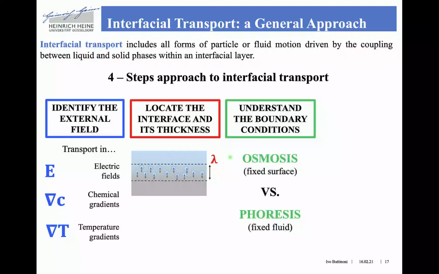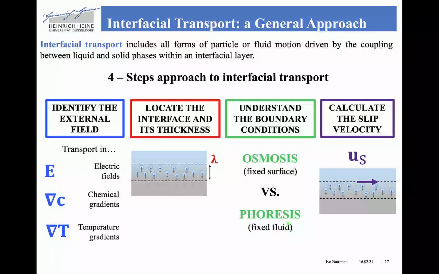Then, as a third step, we need to understand which boundary conditions we are dealing with. So here, whether we are considering the fluid motion around a fixed surface, and in this case we talk about osmosis, or whether the solid phase is free suspended, as in the case of particle, and here we talk about phoresis. Then the final and most important step is to calculate or at least estimate the slip velocity and its direction, as well as any corresponding mobilities of particle.